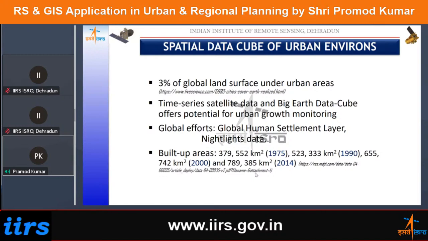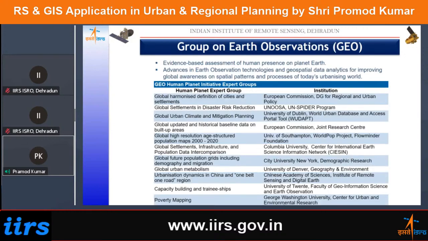And these kind of ready-to-use data sets are being developed under a consortium of a group of countries among the space-faring nations, and also all interested parties, where a consortium has been built. Several such data sets, that means a global harmonized definition of cities and settlements, global urban climate, population map, urban metabolism, and also poverty mapping. These kind of ready-to-use maps are going to come.